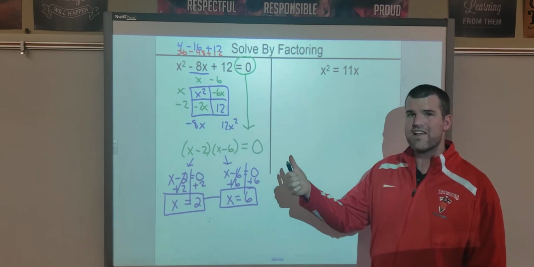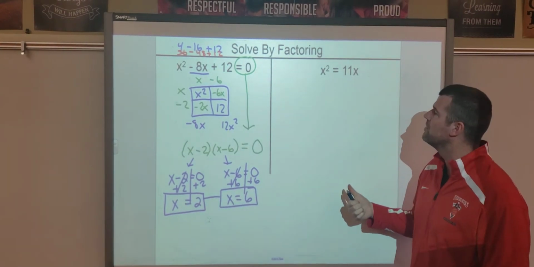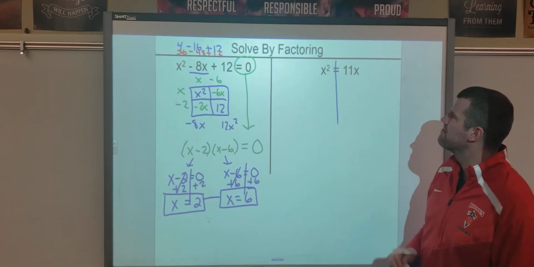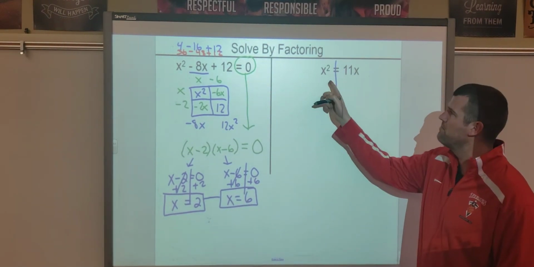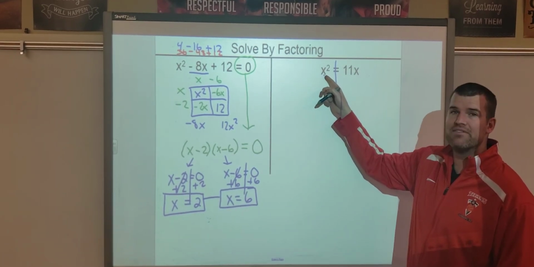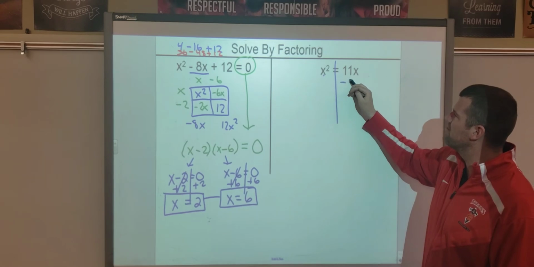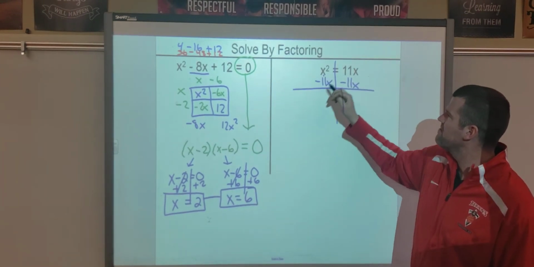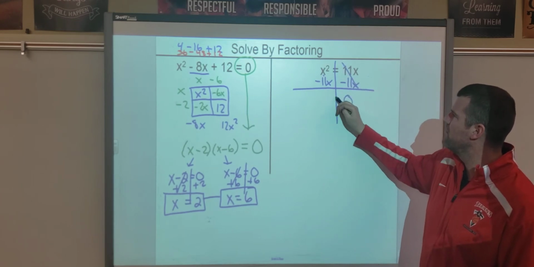3 steps. First step, make one side equal to 0. Okay, well that's a problem because that is not 0. That is 11x. So to set it equal to 0, I always want my x squared to be positive. So since this is positive, I'm going to leave it there. What I'm going to do is subtract the 11x. When I subtract the 11x, that gives me 0 on this side.